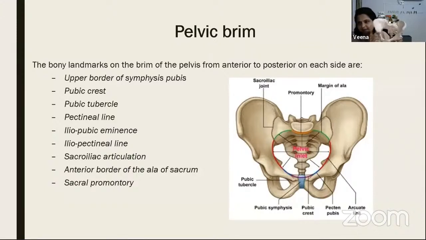So, the pectineal line, the iliopubic eminence. Then the ileal part of the iliopectineal line, the ileum bone's contribution, then the sacroiliac joint, then the anterior border of the ala of the sacrum. The ala is basically a kind of wing. So this is the ala of the sacrum, then the sacral promontory. Again, go ala of sacrum, sacroiliac joint, ileal part of the iliopectineal line, iliopubic eminence. And then the pubic part of the iliopectineal line, pubic tubercle, pubic crest, pubic symphysis. So finish the whole thing. This is again a very commonly asked question in the exam. This is how you delineate a brim. This is the simplest question they can ask you on the brim.